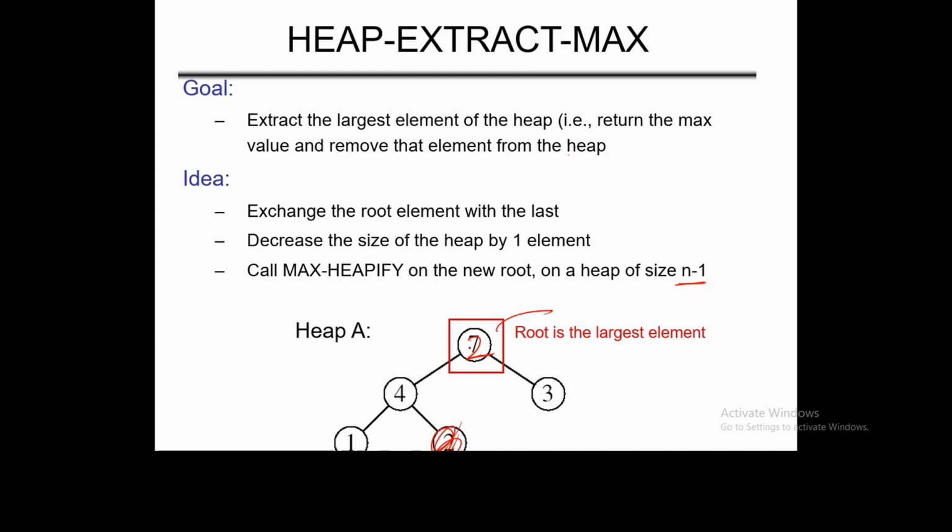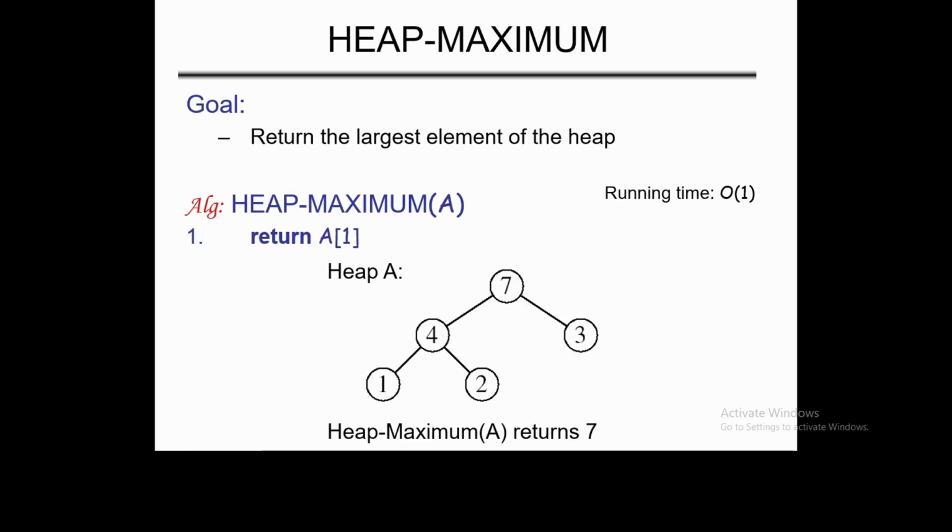Now as it is violating the max heap property, in this case we need to apply the max heapify procedure here. So 2 will be replaced with 4, 2 will come here, 4 will come here, like this. So 4 2 1 or 4 3, this will be the scenario here. So this is the heap extract max, and this one is the heap maximum.